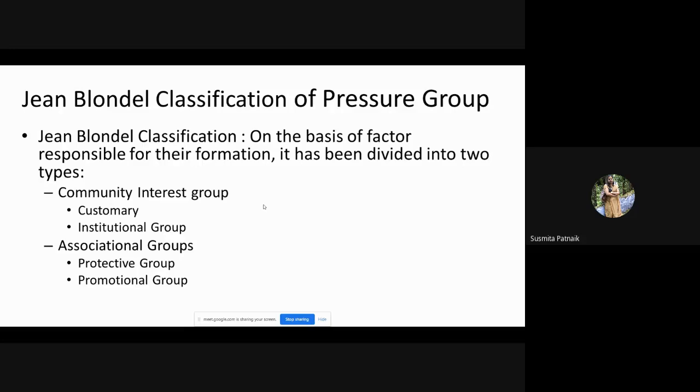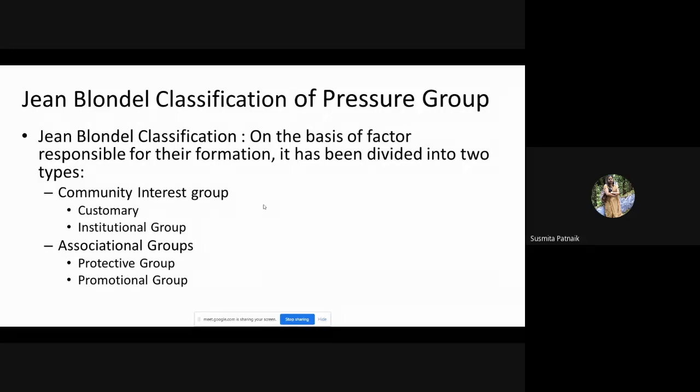The group that was formed to promote the interest of the community is called the community interest group. The community interest group is again divided into 2 types: the customary groups, and the second one, the institutional groups.